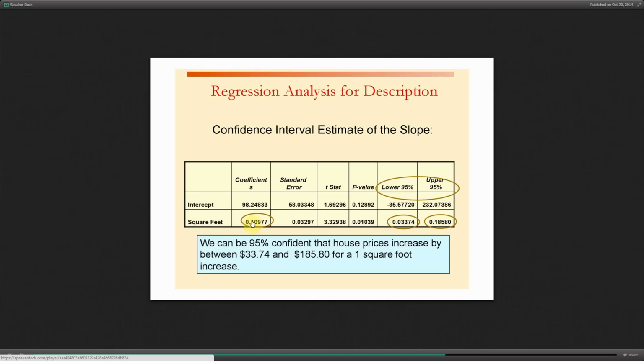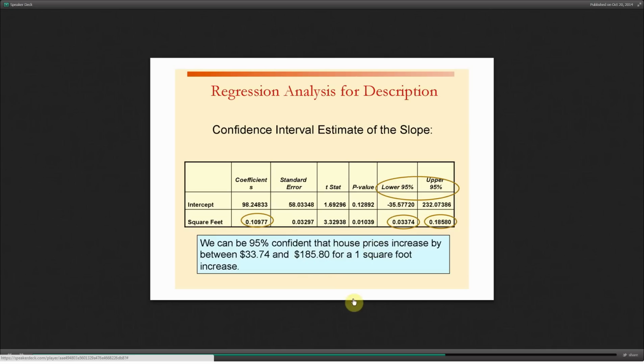And how good is that sample average as an estimate for the mean in the population? That's given by the lower and upper boxes here. You can see that the lower end of the confidence interval for this slope is 0.03374, and the upper end is 0.18580. In other words, with 95% confidence, the actual population slope for square footage is going to be between this and this. You notice that this value, 0.1097, happens to be right between those two.